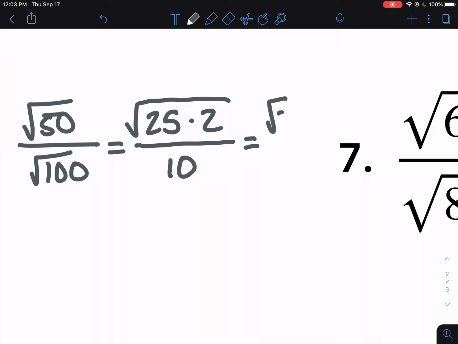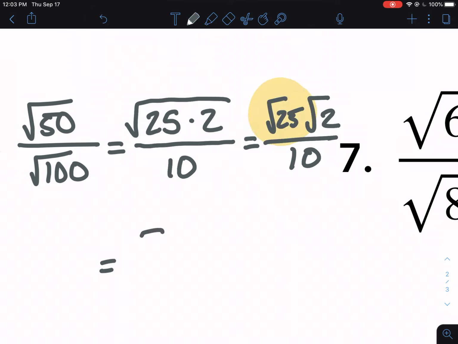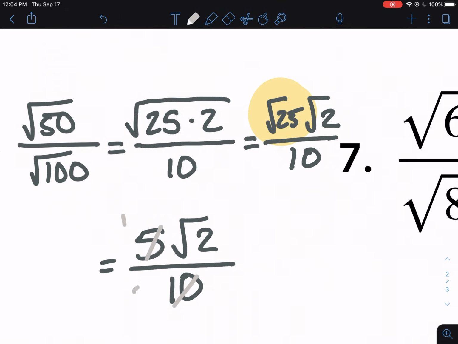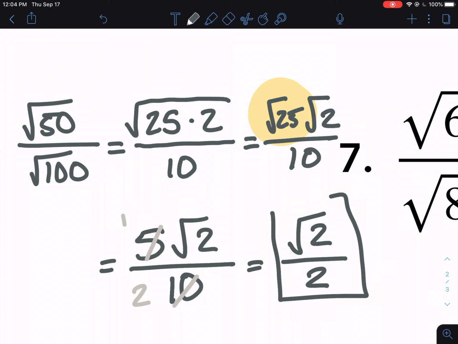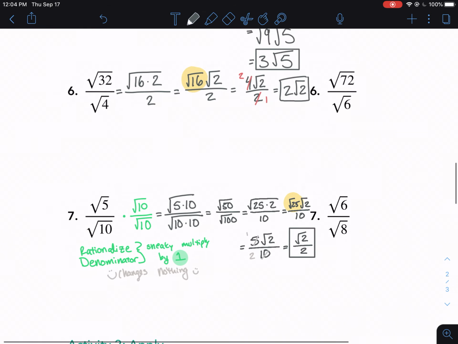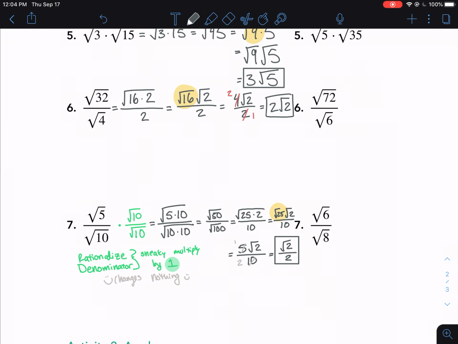So you have the square root of 25 times the square root of 2 all over 10. The square root of 25, because 25 is a perfect square, is 5. So that's equal to 5 times the square root of 2 all over 10. And then 5 and 10 reduce to 1/2. So our final answer here is the square root of 2 all over 2. Ta-da! Let's go ahead and follow that same pattern with your second number 7.